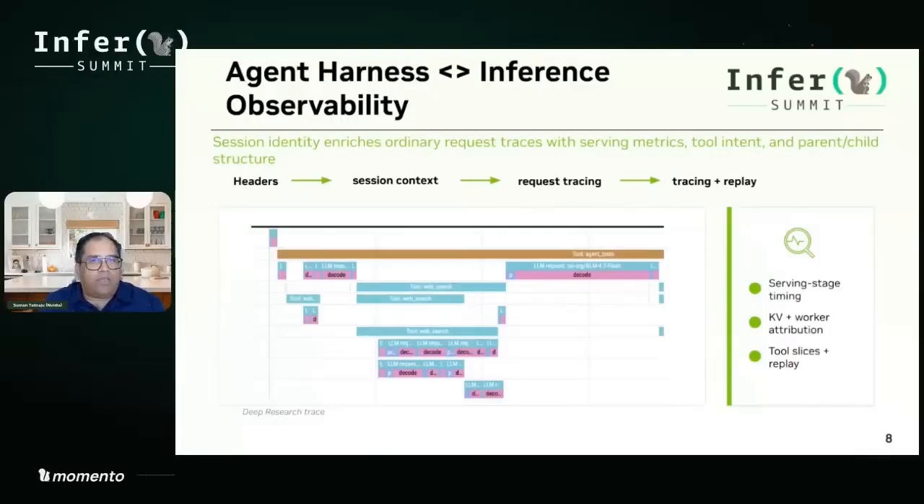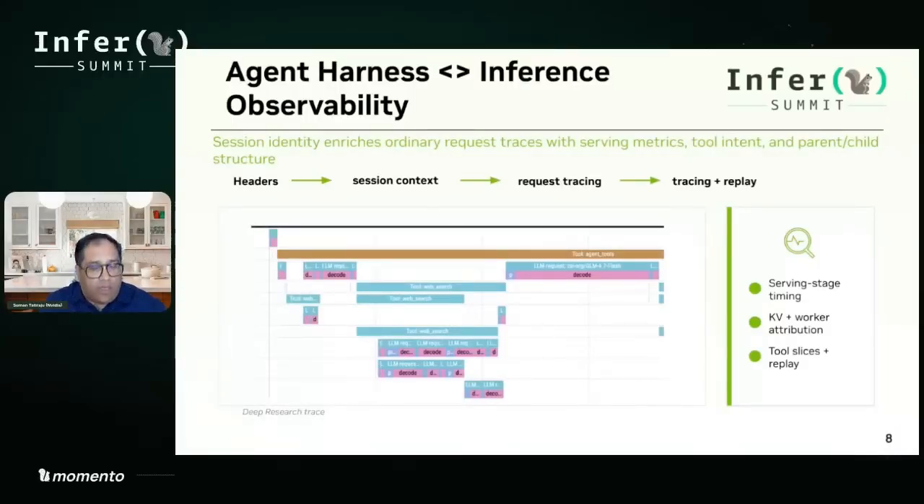We can now establish, using the session ID, request traces with serving metrics, tool intent, and parent and child structure. Now, this diagram shows an example of what we get by using one of the deep research trees, which clearly shows when we have a tool call in this agentic task, doing a web search, versus an LLM call for reasoning. And you tie this whole thing up to get a clear view of where your latencies are.